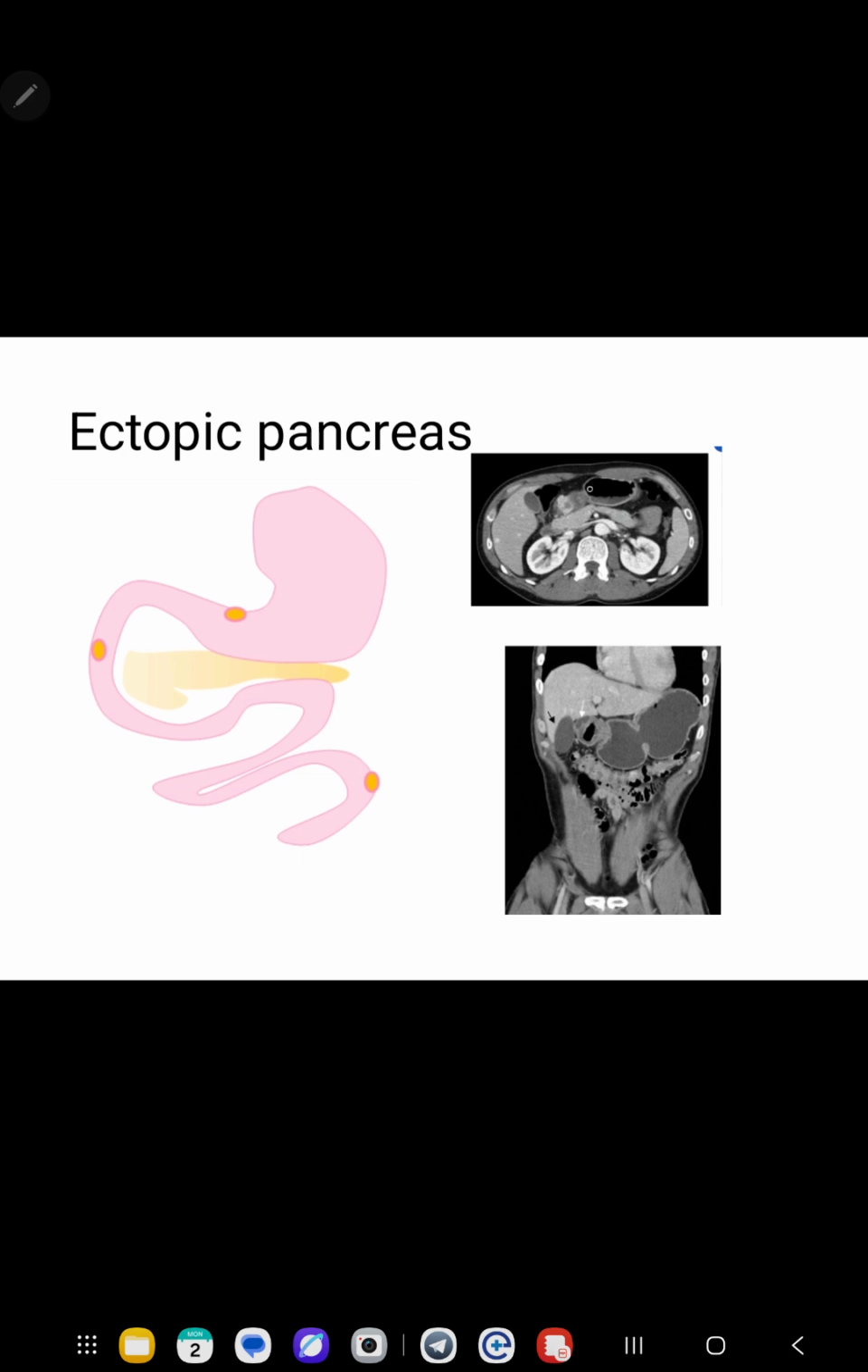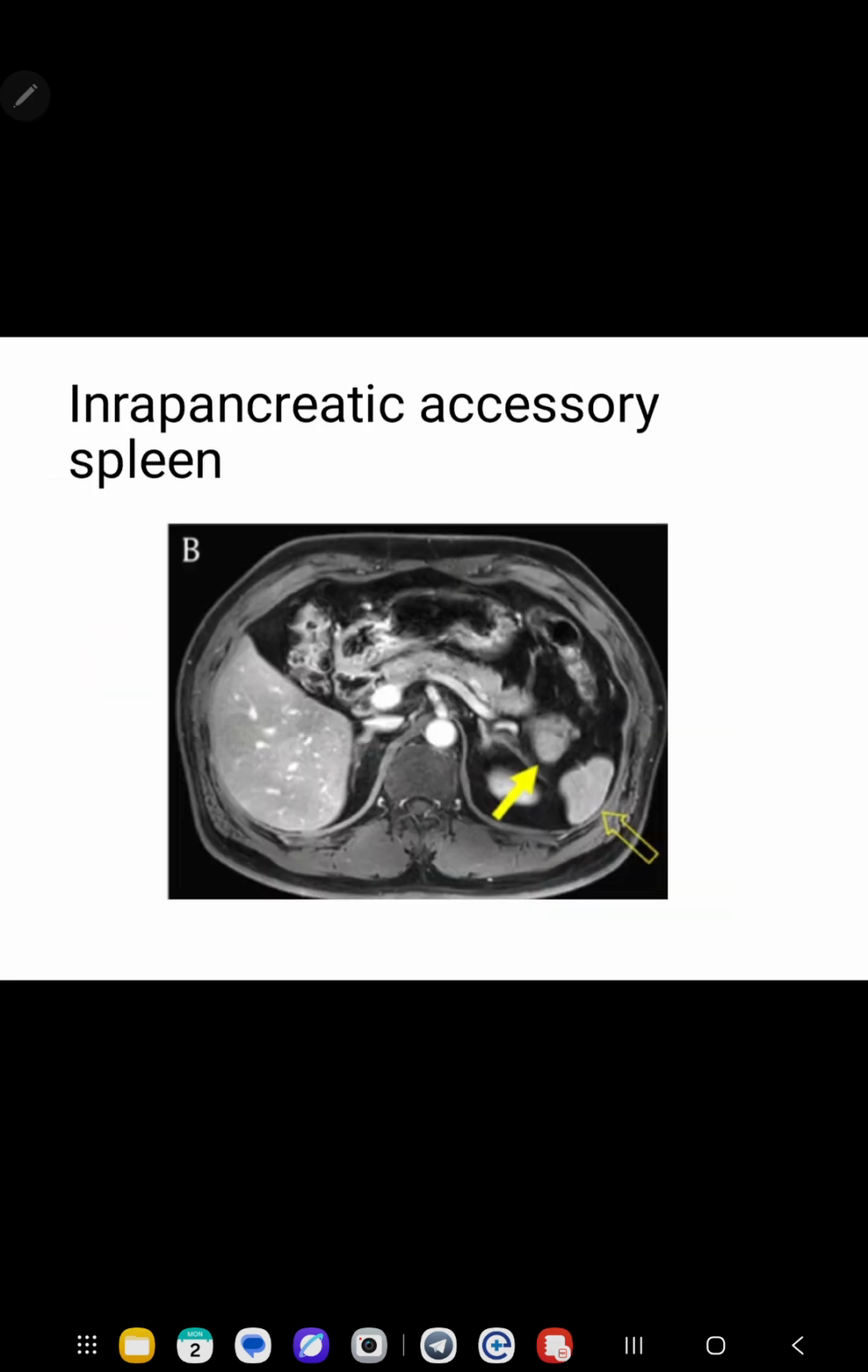So in this image, here in the stomach, there is some enhanced pancreatic tissue located. In this image also there is some tissue located at the antrum of the stomach, causing some distension of the stomach. Now this is another one, intrapancreatic accessory spleen. This is another variant.